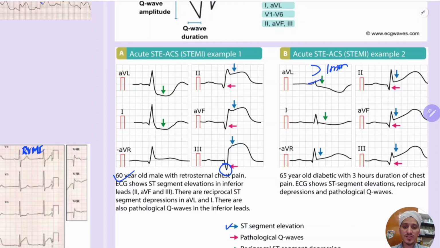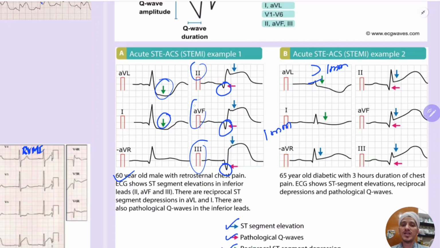Here you can see the blue arrow indicates ST segment elevation, the pink arrow indicates pathological Q waves, and the green arrow indicates ST segment depression. This is nothing but reciprocal ST segment depression, and these are pathological Q waves. They should be at least 1 mm in depth, and they should be in two consecutive leads.